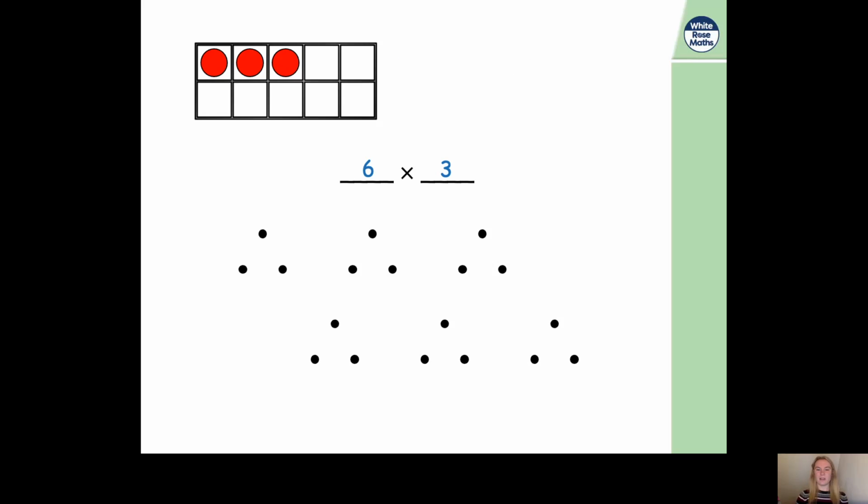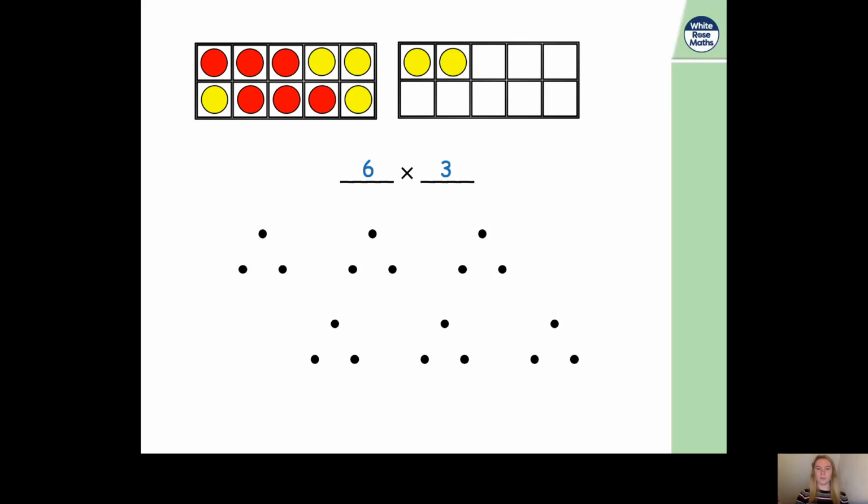Now, let's check if we know the answer. So we're going to use our tens frame, which we use in class a lot, don't we? So we're going to add counters each time. So we're going to add 3 counters 6 times. So let's have a go. There's our first 3. So 1, 2, 3. Oh, we're going to need another tens frame. Going to need another one, aren't we? So 4, 5, 6.